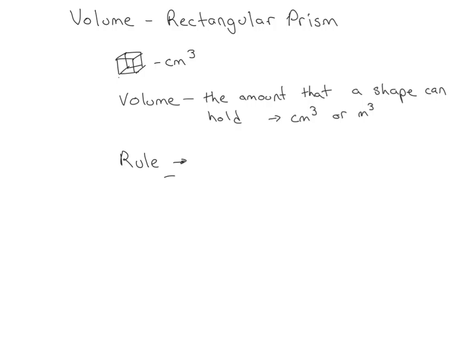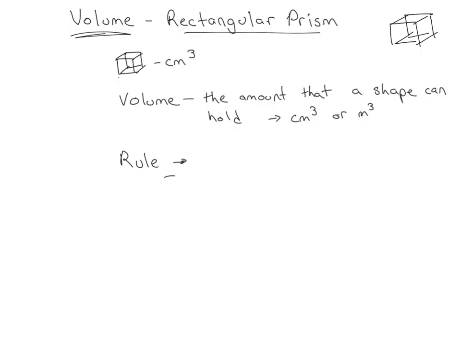Today what we're going to do is look at volume. In particular, we're looking at one particular shape. It's a rectangular prism. A rectangular prism is just a fancy way of saying essentially a box. So if you've got your box like this, what we're trying to do is figure out a rule for how much that rectangular prism can hold.